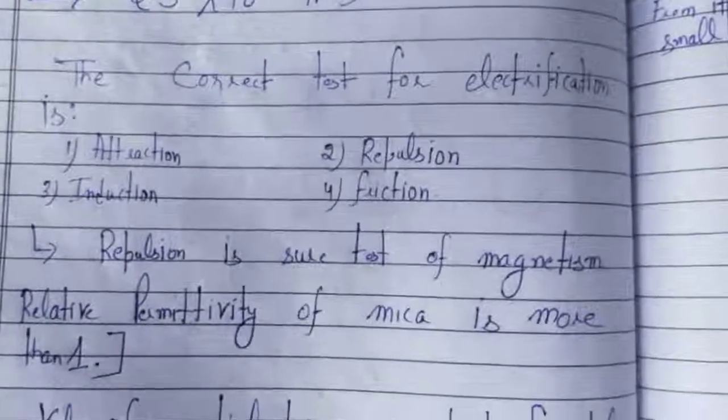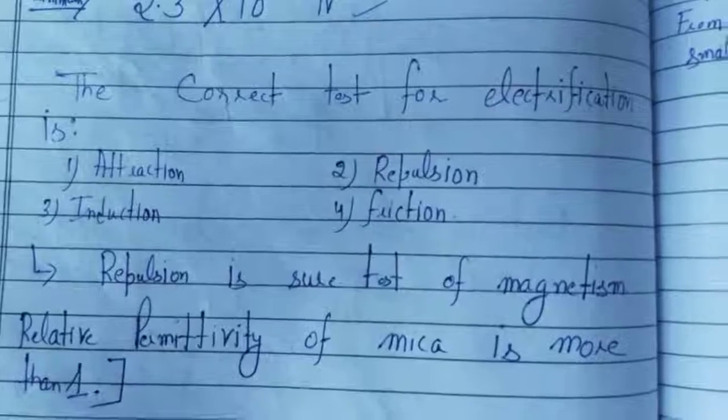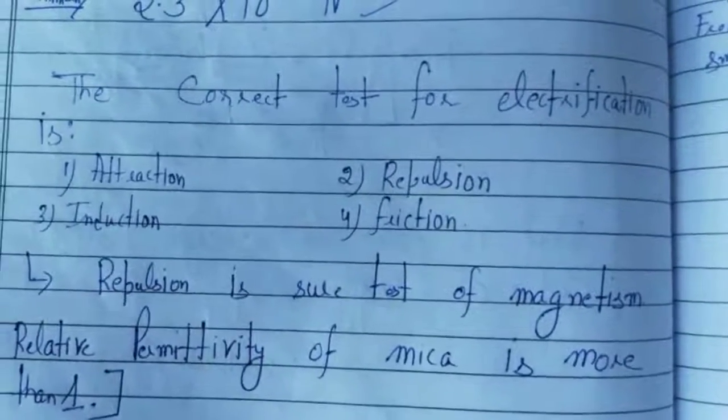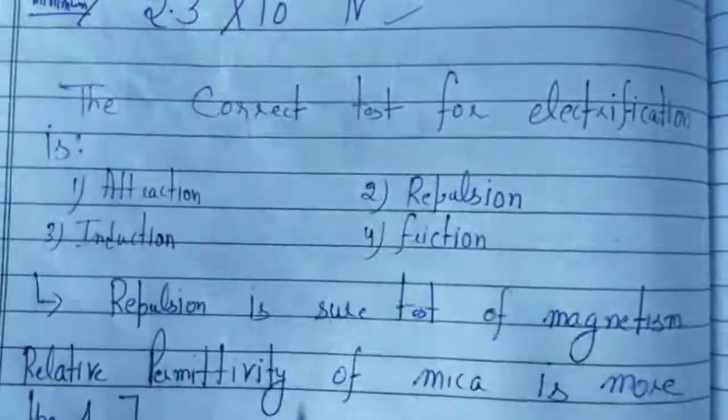So the next question is, what is the correct test for electrification? That means some particle is having charge, what is the correct test? Options are attraction, induction, friction and repulsion. So we will come on to this. Suppose you are having a comb, rub it with a piece of cloth and pick up a piece of paper. It will become charged, so it will attract this piece of paper.